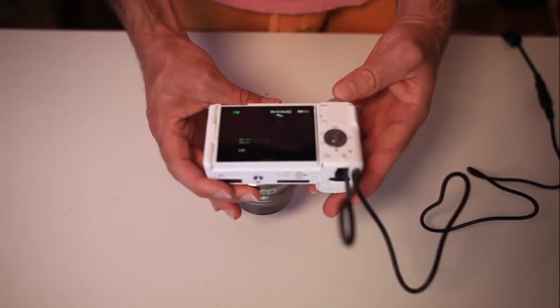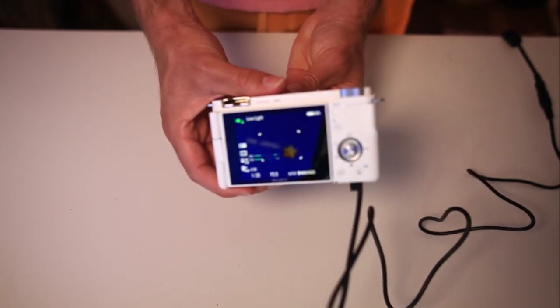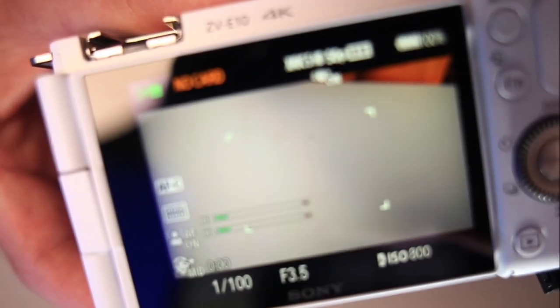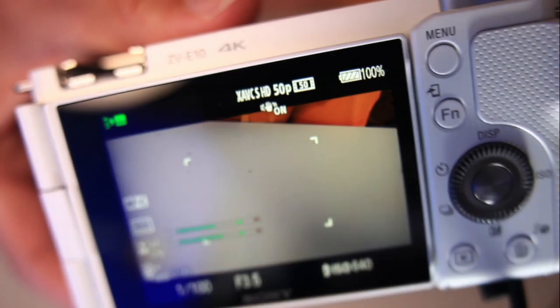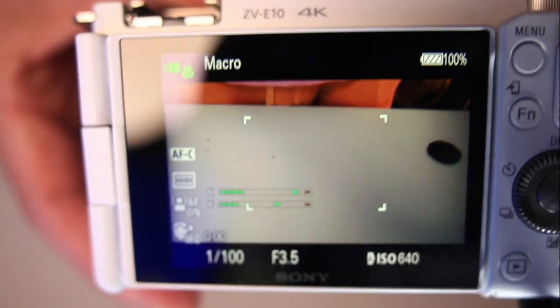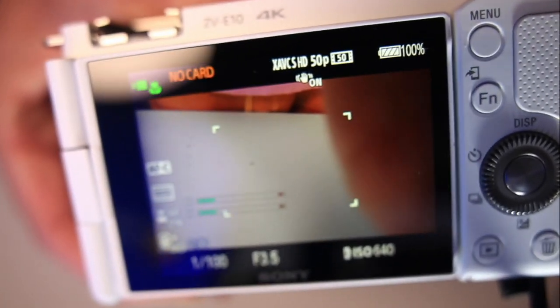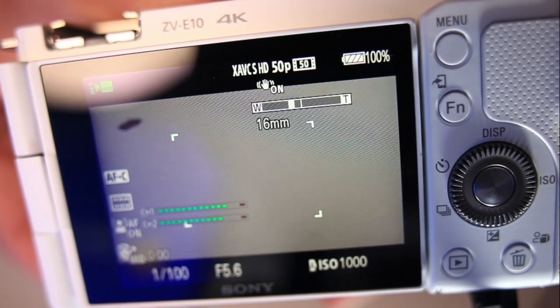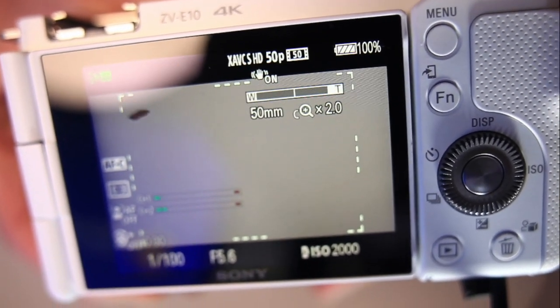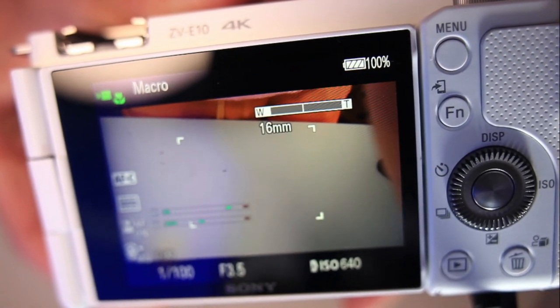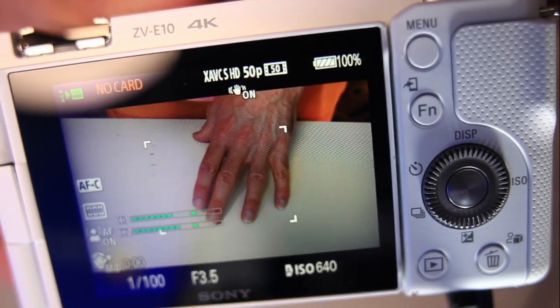Oh, cameras did a thing. No freaking way, you ready? Moment of truth. No card, that's fine. We didn't need a card for this purpose. Interesting, there is a slight delay between moving it. Cool, so 16 mil seems to be pretty close.